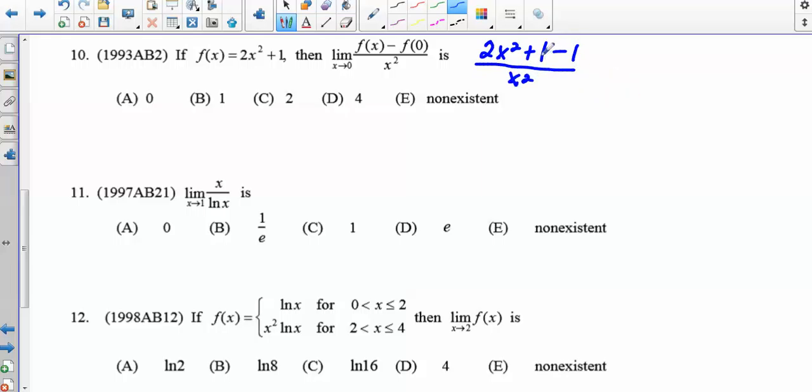So plus 1 and minus 1, those cancel out. I get 2x squared over x squared, which is 2. So this actually simplifies to a constant function, y equals 2, always. It doesn't matter what number x is approaching, y is always 2.